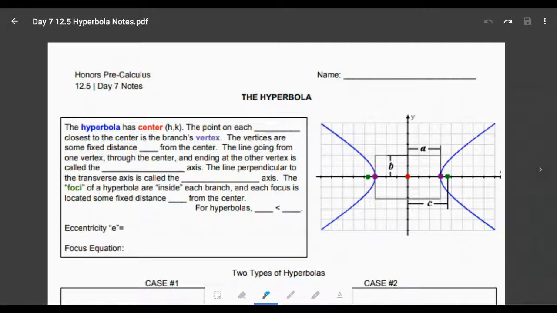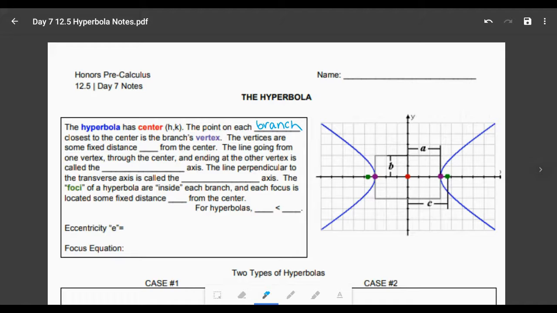Okay, so today we are going to talk about the hyperbola, and as you can see, a hyperbola kind of looks like two parabolas put together, but there are two branches that make up the entire hyperbola. And each branch has a vertex, which is indicated in purple on this graph.